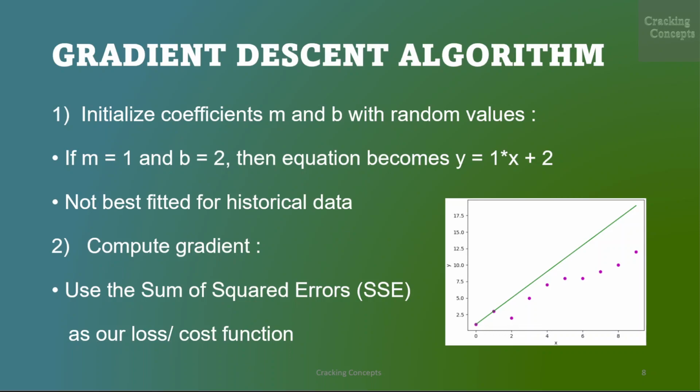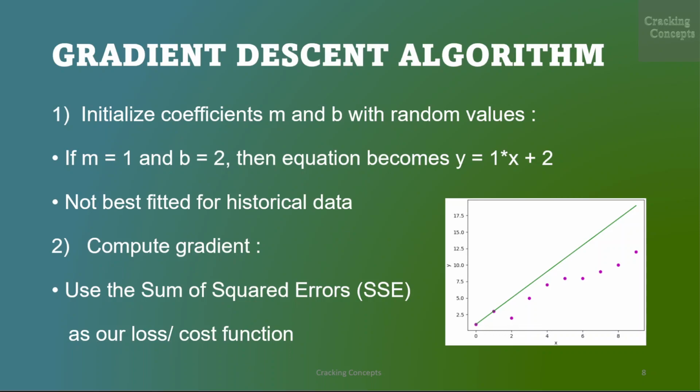The first step is to initialize the coefficients m and b with random values. For example, if we take the value of m as 1 and b as 2, then the line equation y is equal to mx plus b becomes y is equal to 1 into x plus 2. Now this can give us a line, but it is not best fitted for the historical data, as you can see from the figure. The line is not best fitted here. So our idea is to find the optimal values for these coefficients that can fit the historic data. Once we find the best fit, we'll use this regression model for prediction.